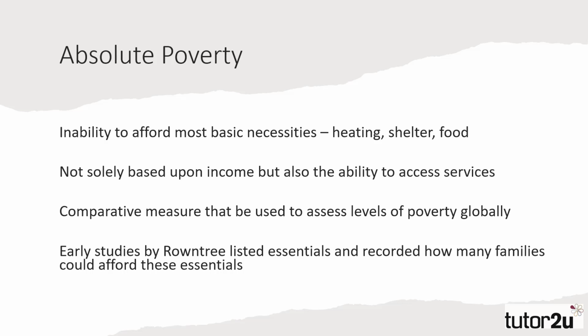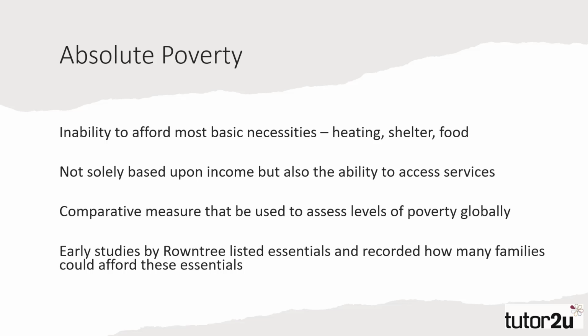Broader definitions of absolute poverty also look at the ability to access services that will enable individuals to meet these demands. For example, access to the internet in order to obtain benefits, or afford school uniforms or travel for children to engage in education.